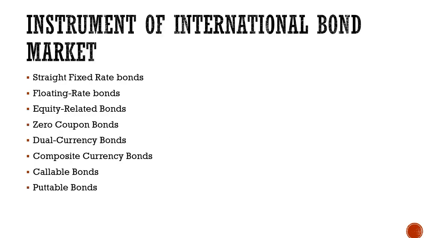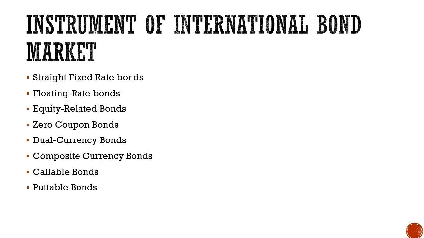Okay, now let us learn what are the various instruments of international bond market. Here is a list of various instruments of international bond market. We have the straight fixed rate bonds, then we have the floating rate bonds, equity related bonds, zero coupon bonds, dual currency bonds, composite currency bonds, callable and puttable bonds. Now let us try understanding one by one the various types of instruments.